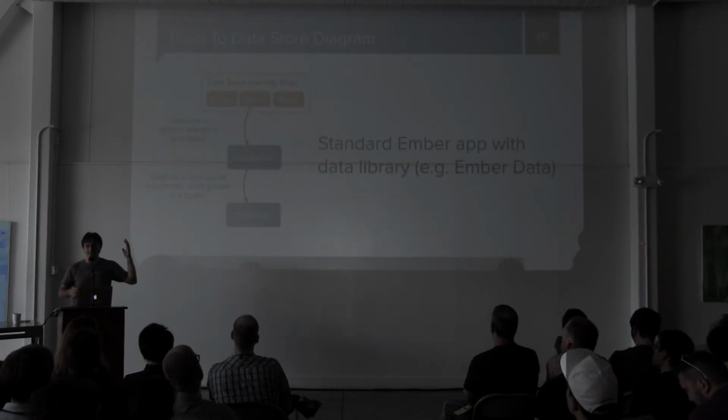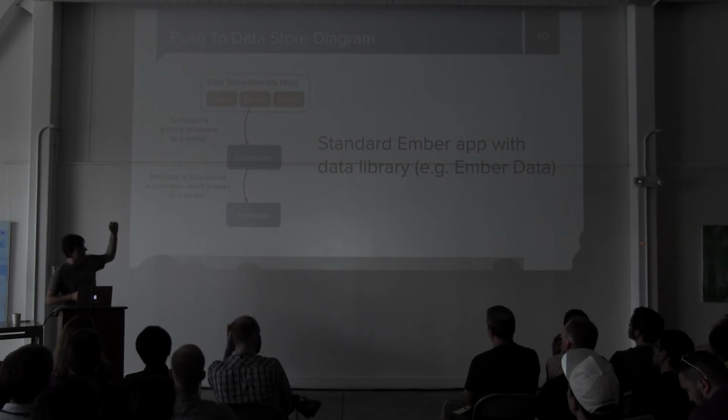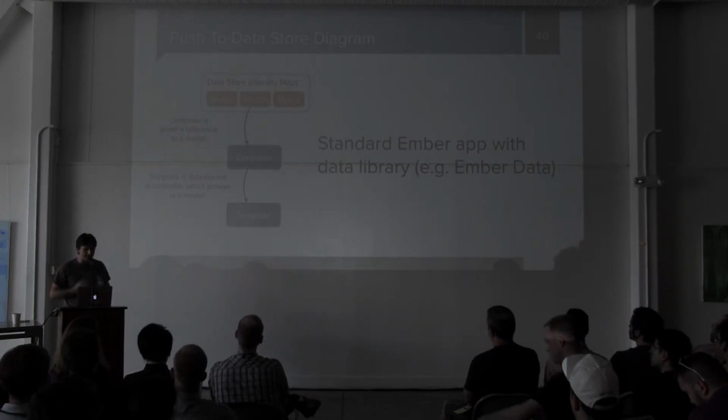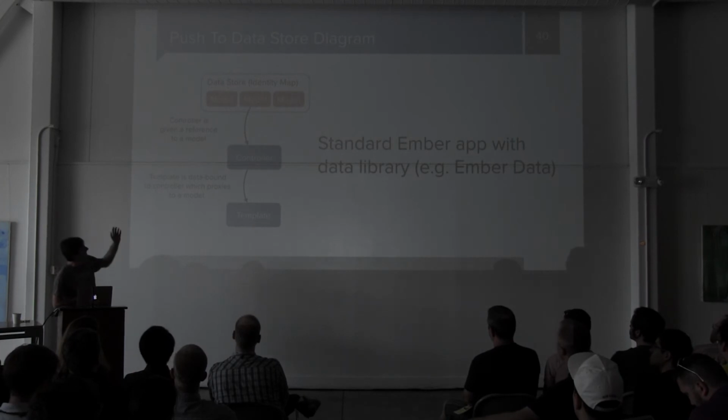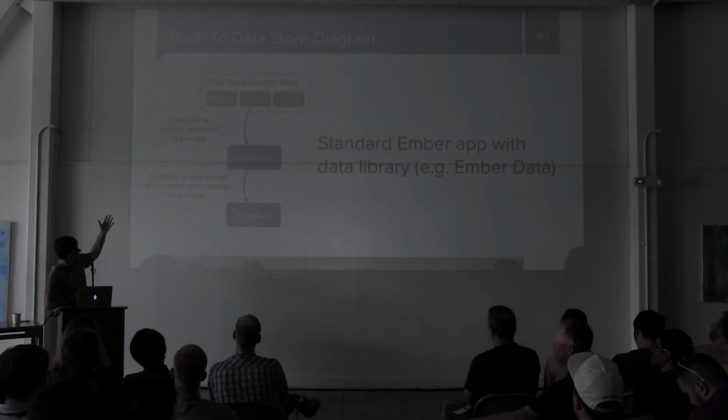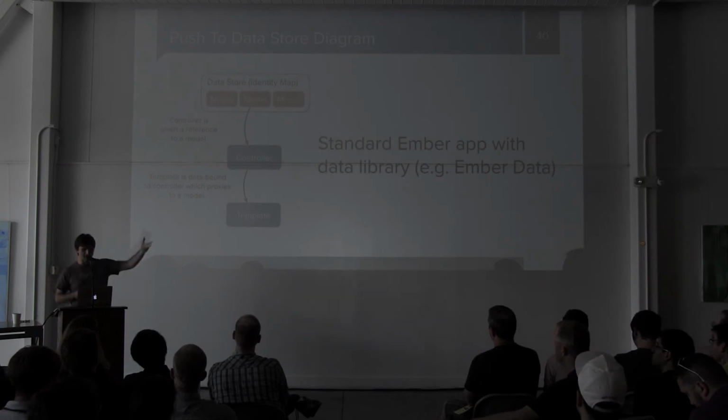This is classic Ember. With Ember Data, you've got a data store. Really, it doesn't have to be Ember Data. It can be any data library that implements an identity map and lets you update information. So you've got models. The controller is given a reference to the model, and the template then presents that controller's data, including proxy and model data.